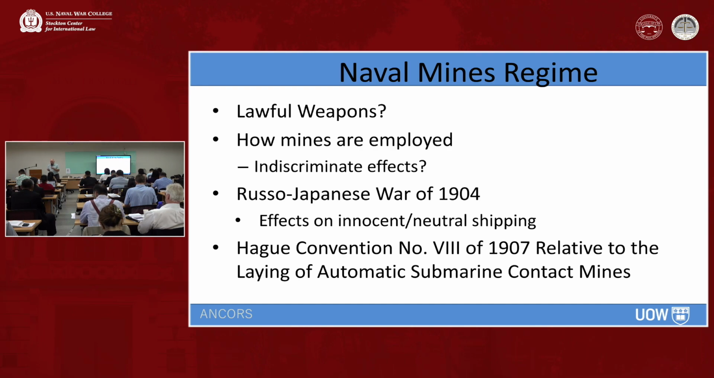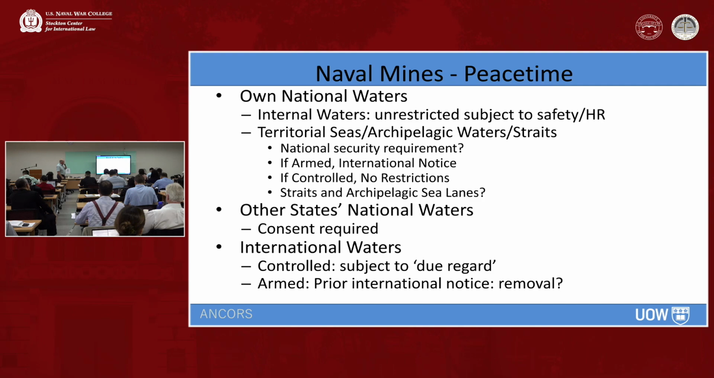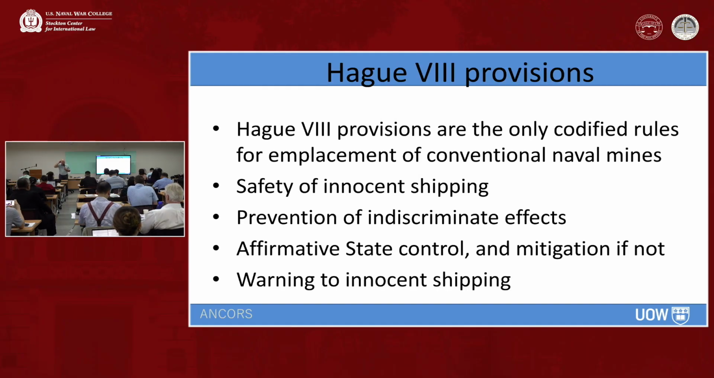And the importance, I suppose, of mines as a weapon was shown in the war between Russia and Japan in 1904 and 1905, where there was extensive use of sea mines in that war. And out of that came the one convention that we've now got, Hague number 8. Where can you use mines? Yep, you can use them in your waters. You can use them, of course, where you're lawfully permitted to conduct your operations.